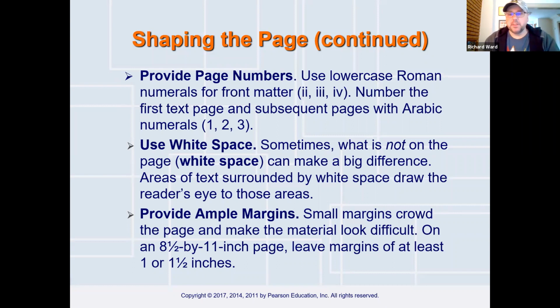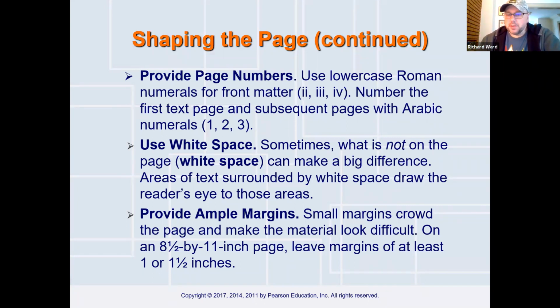Use white space. Sometimes what is not on the page can make a big difference, okay? White space is used to create separation and help us to keep order in the chaos. Areas of text surrounded by white space draw the reader's eyes to those areas. So if you have a block of text as kind of a cutaway, just a descriptor, it will help draw their eyes over to it. We've all done it in a textbook, where we look at these little blocks of text under the images, or over in the margins, that you can go through and read. And your eyes are just drawn to that.